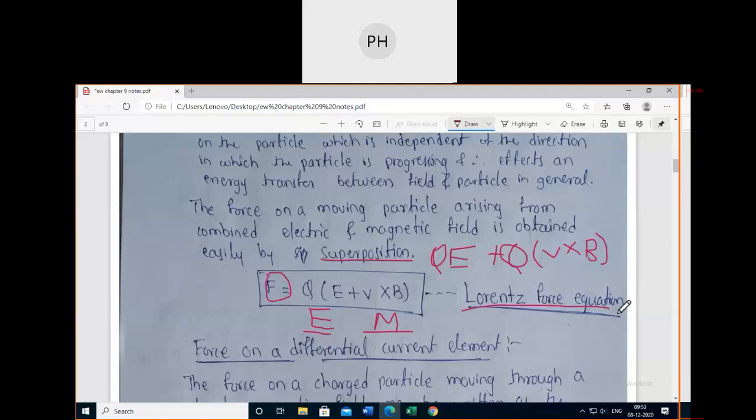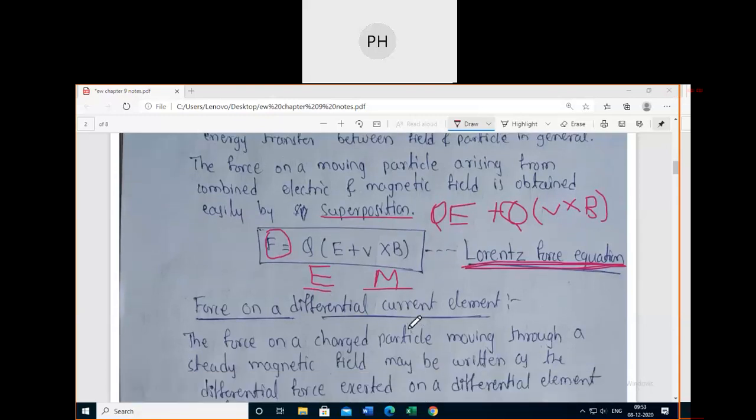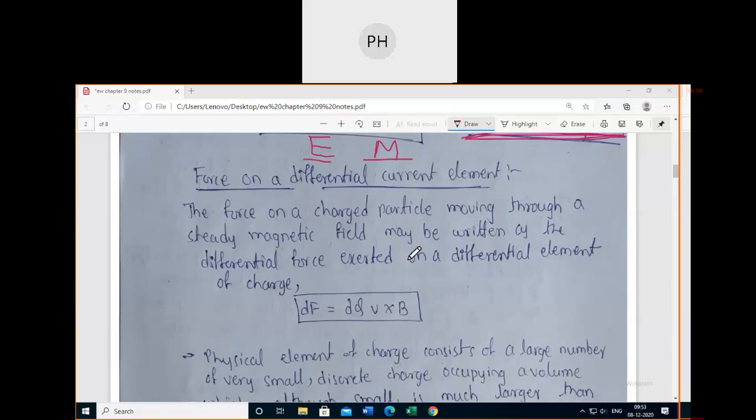This force is called the Lorentz force equation. So this is about the force due to magnetic field and electric field. Here you have to remember three equations. First, what is the force due to electric field? Second, what is the force due to magnetic field? Third, due to magnetic field and electric field together, what is the force? That is called the Lorentz force equation. This is the third equation you have to remember.